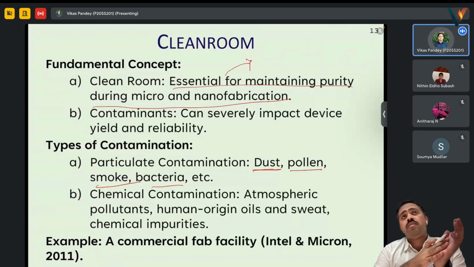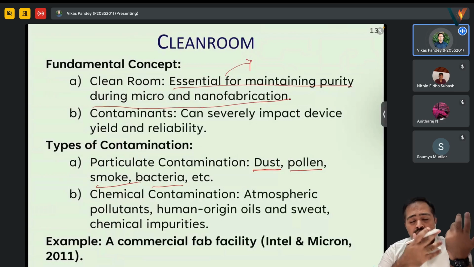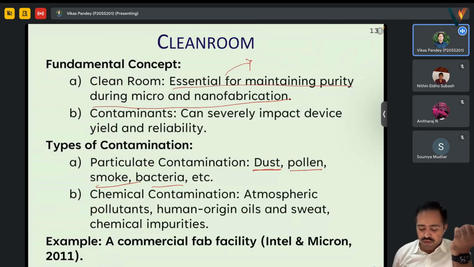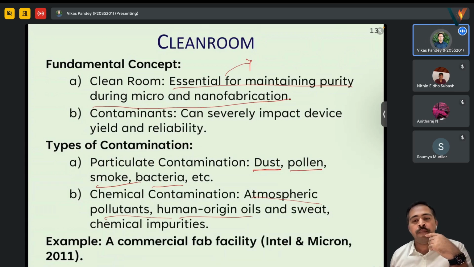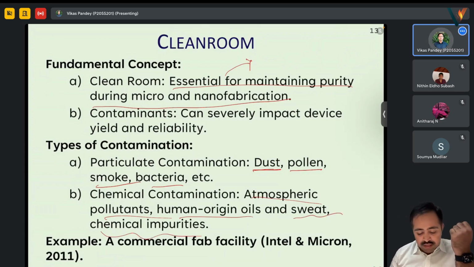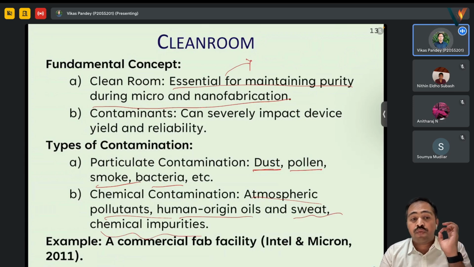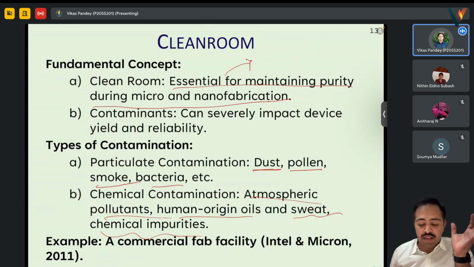Why are we concerned? What are the pollutants or contaminants we are concerned about? These are dust, pollen, smoke, bacteria, atmospheric pollutants, human origin oils like we generally apply on our head, sweat, and some chemical impurities. So we have to be free from these to be in this environment.